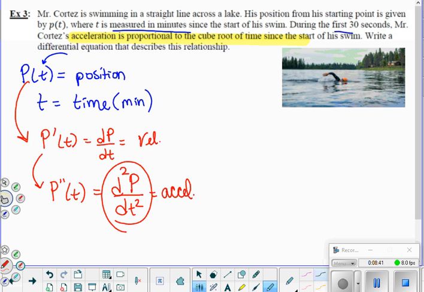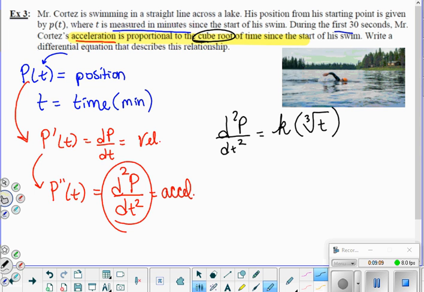So now I know what my notation style is going to be. I can do the left side of my equation. The left side of the equation is going to be d squared p over dt squared. Save a little room because we actually have more work to do once we get this written out. So I've got d squared p over dt squared is proportional to the cube root of time. Proportional means just direct proportionality, so k times the cube root of time. Okay, so I wouldn't need the parentheses, but it looks pretty.